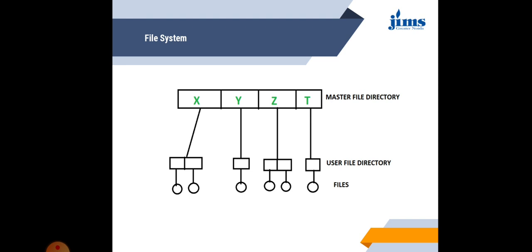Coming to Z, Z has two subdirectories, and in the two subdirectories there will be two more files. And in T there will be a single directory, and in this single child directory a single file is there in the file system. So this is the way of storing files in a system.